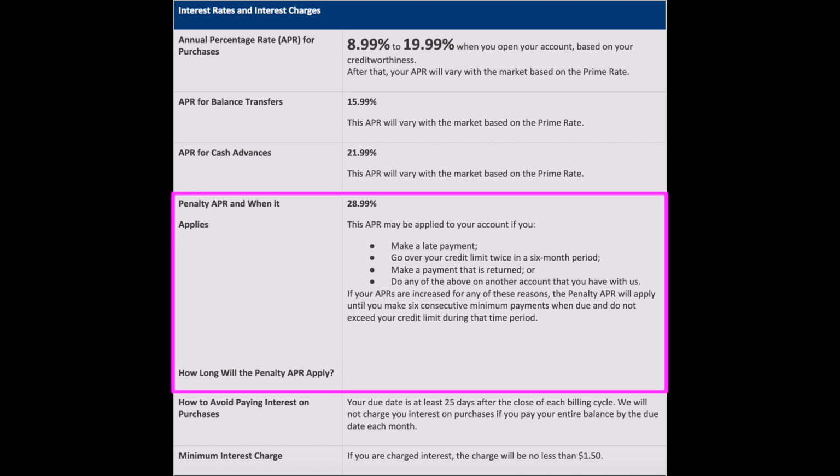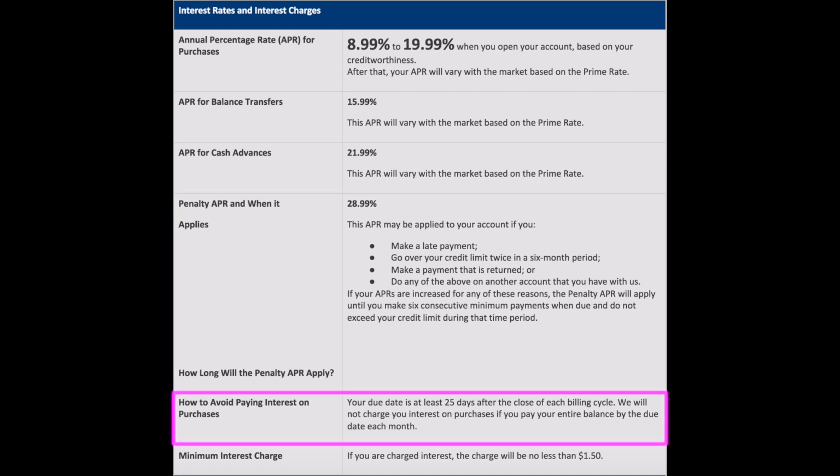Lastly, you see the penalty APR. This is the amount of interest you will be charged for late payments, going over your credit limit, or making a payment that is returned. How can you avoid paying interest on purchases? Pay off your total balance each month.